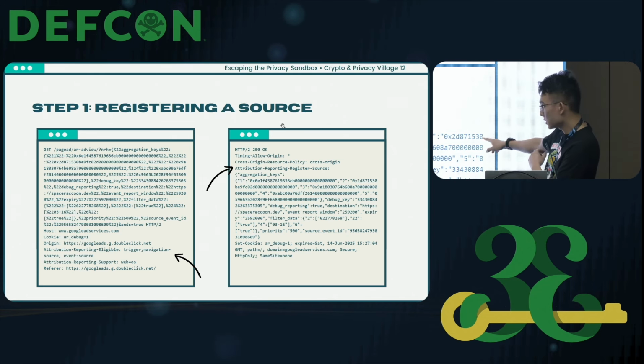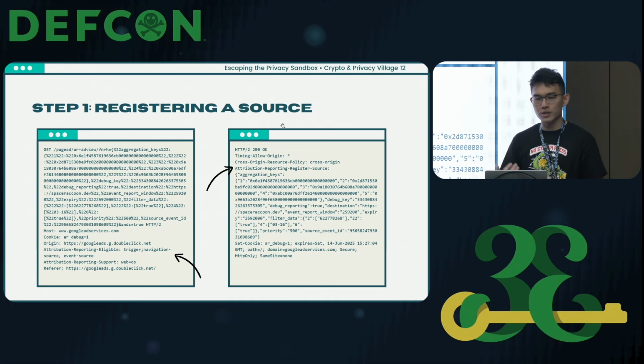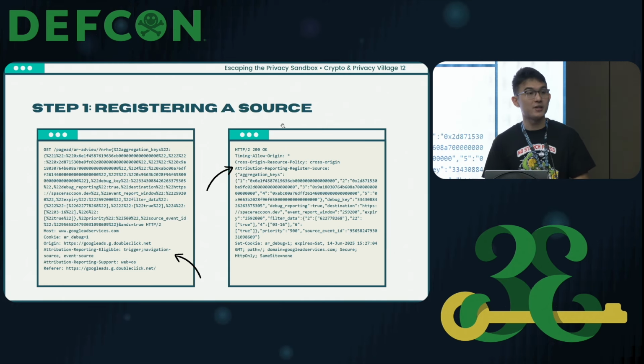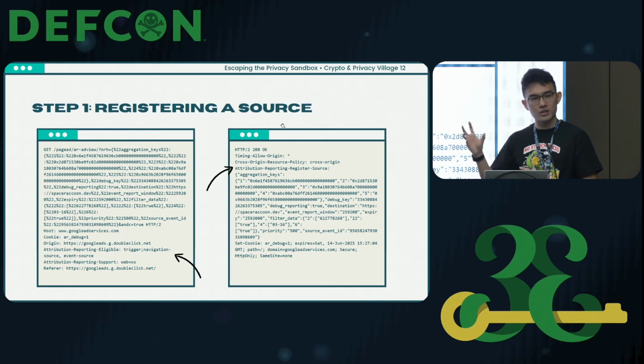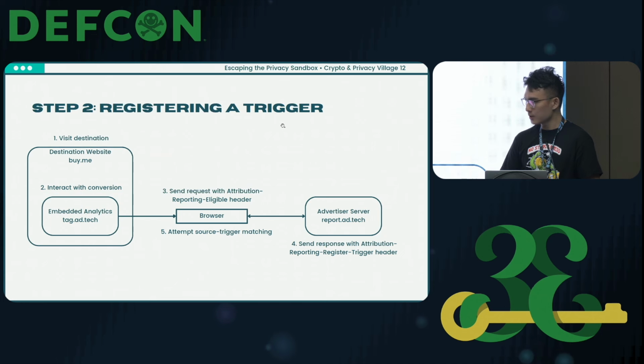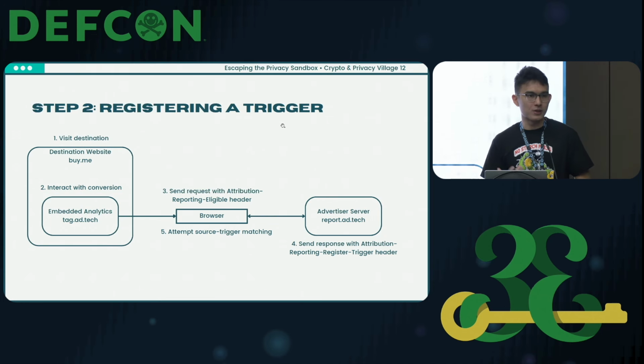What you'll see in the response here is a JSON string that includes, for example, the intended destination of that ad that's being viewed. And this JSON string is then stored in your Chrome storage for future reference. So what's step two? Step two is the conversion.